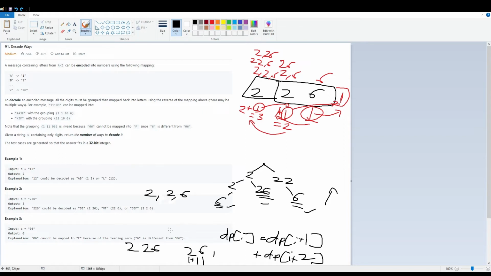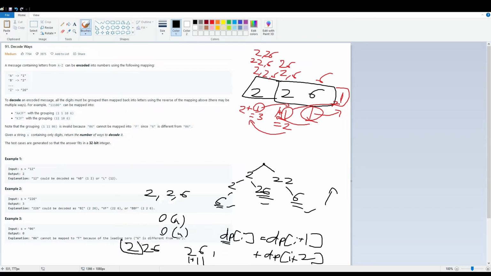And when is it applicable? Well, if one of the numbers was a 1 here, or if this number was a 2 and the number next to it was less than or equal to 6, then it would be in the alphabet range. So this would be O of n runtime, and to take care of this dynamic programming DP array here, it'd be O of n space as well.